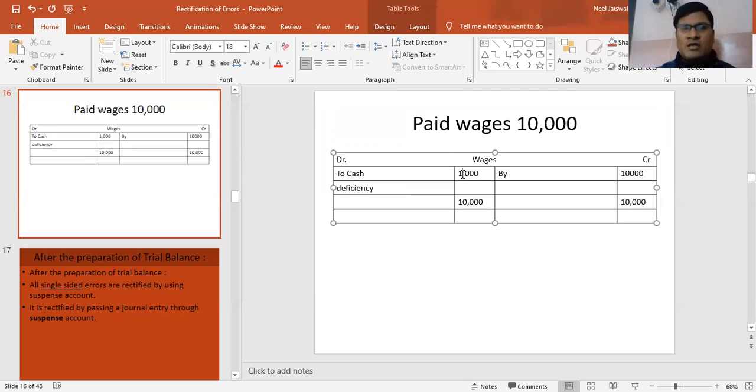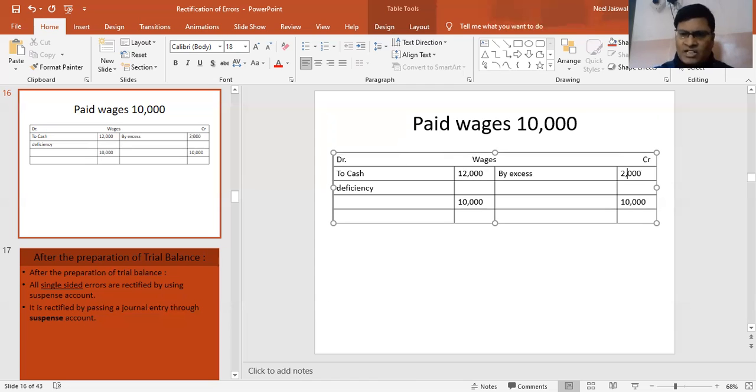But suppose instead of 10,000, we have recorded 12,000. Then we have recorded an excess amount. So 2,000 extra we have recorded. So we need to credit this wages account by the excess of 2,000. We have to credit in order to make it correct.